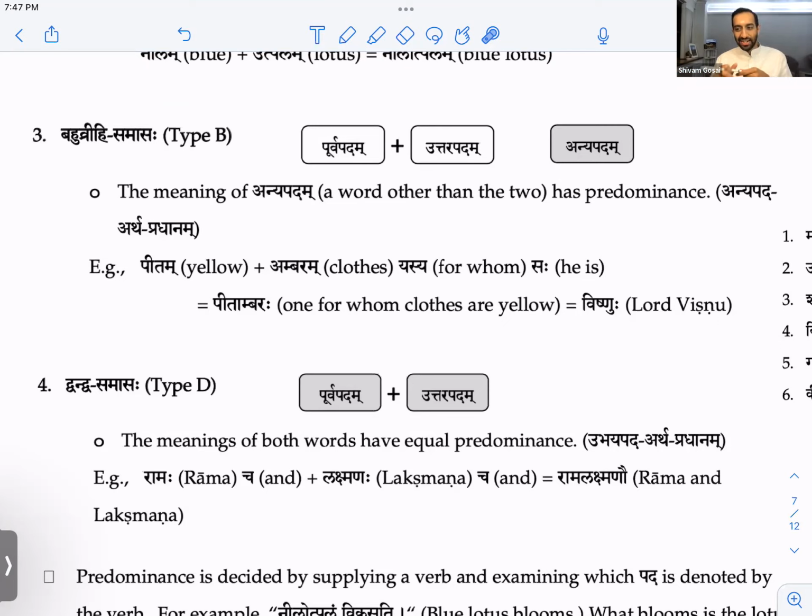Yeah, Nila Kantha, that refers to Shiva, exactly. So Nila Kantha, we can make a samasa. This is referring to Shiva. So it would be Nilam Kantaha Yasya Saha. One for whom the neck is blue or dark.